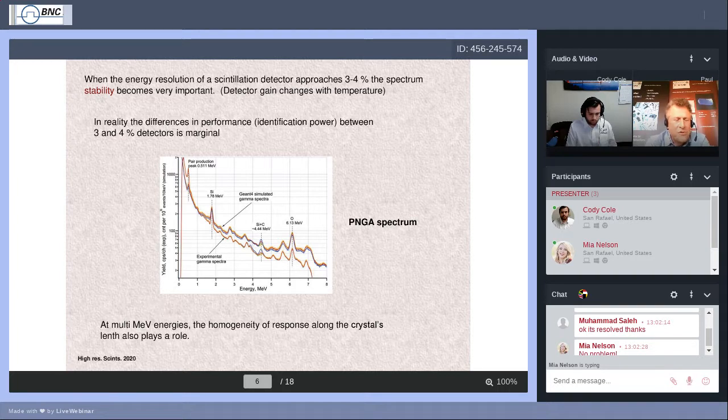We shouldn't forget furthermore that at many MeV energies, the homogeneity of response along the crystal will also play a role in the final resolution of a scintillation detector. That I will show you a little further on in some equations.